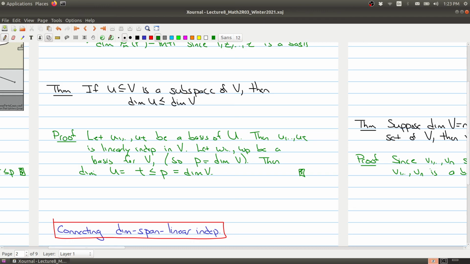So that's what dimension is. In the next part, we're going to connect the notions of dimension, span, and linear independence. So I'll see you in part 2.